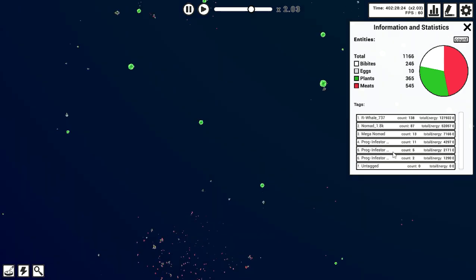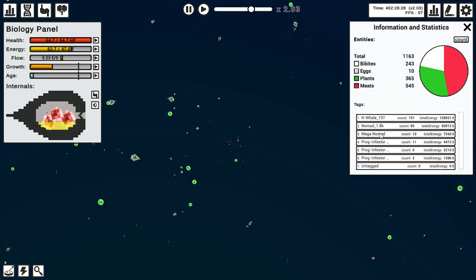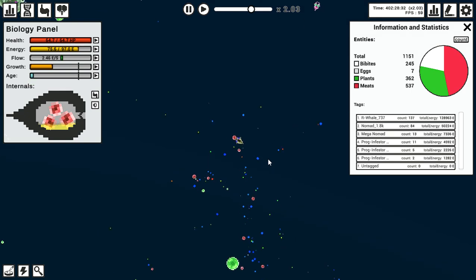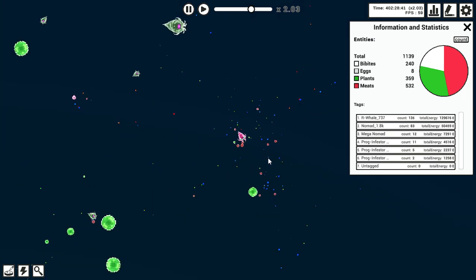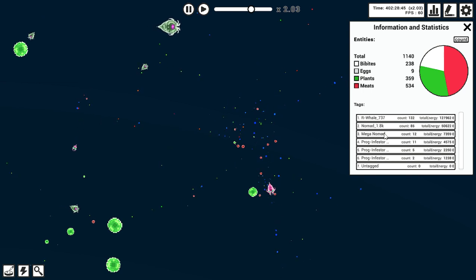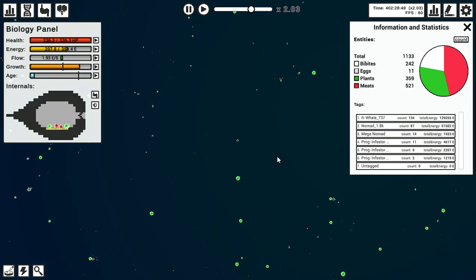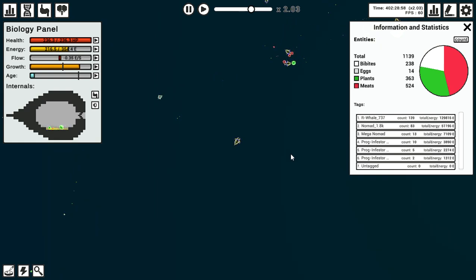What else is going on? What's the Mega Nomad over here doing? Dancing around this pile of meat. Did I put this here? I don't think I put this here. Got eaten by a prog. They're doing alright. This guy's getting pretty chonky, until he sees a bunch of other nomads. There are so many nomads right now.